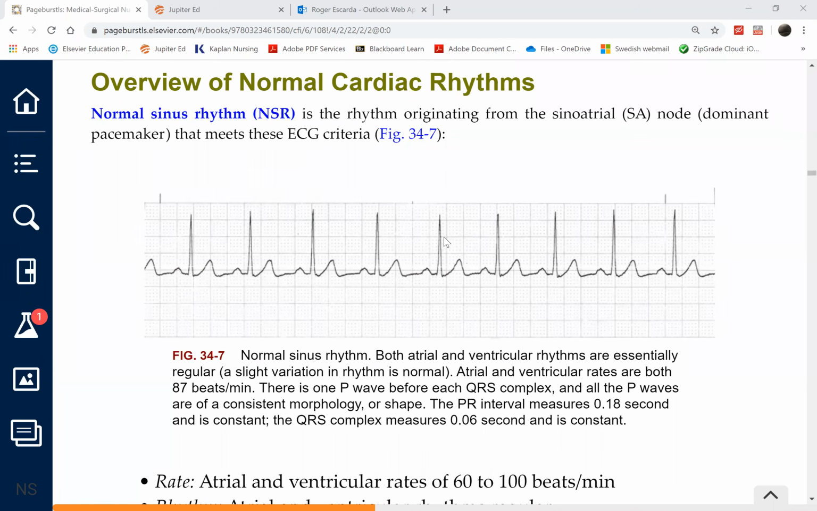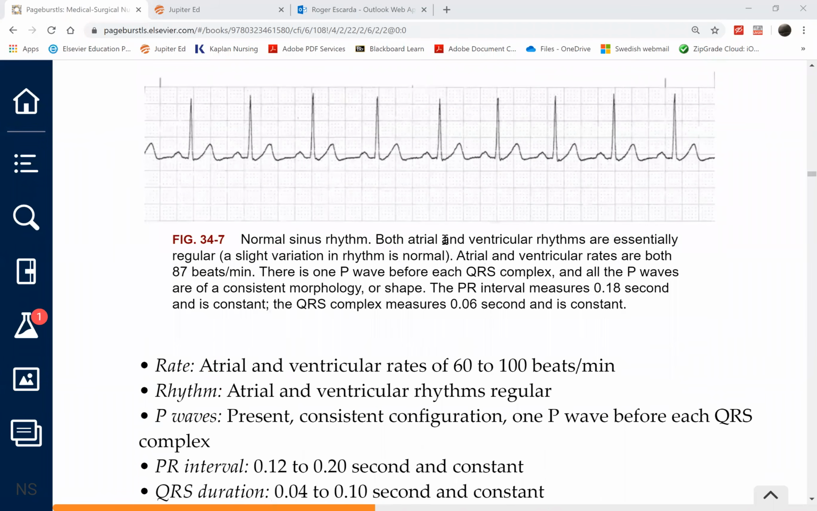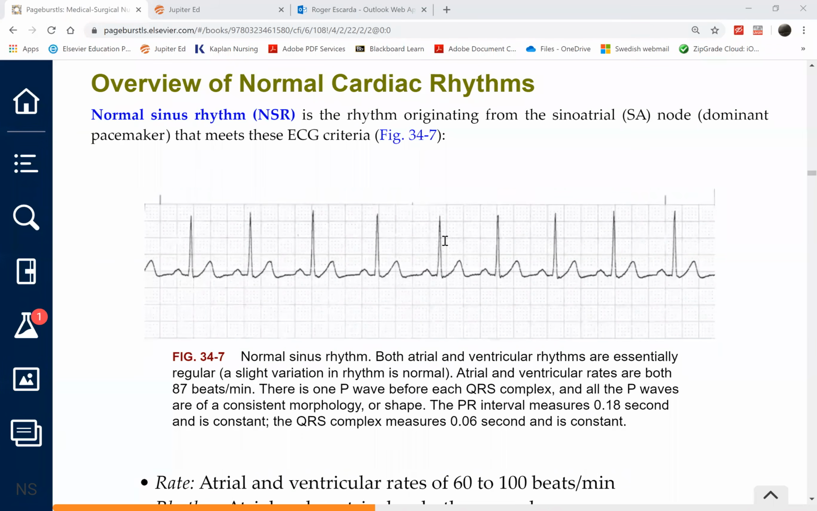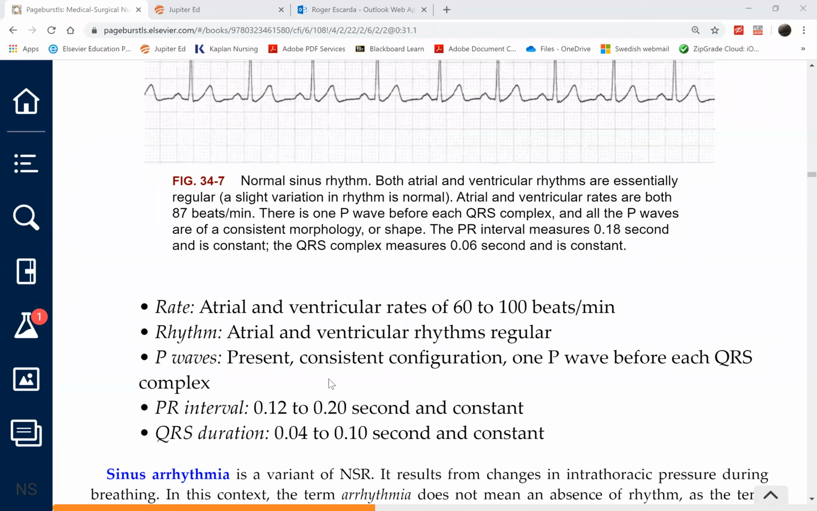Step 3 is, what is the heart rate? No, sorry. Are there P waves? Okay, so based on this strip, do you see P waves? Yes, there are P waves here. Do they look the same? Yes. Okay. Next is, let's measure the PR interval.